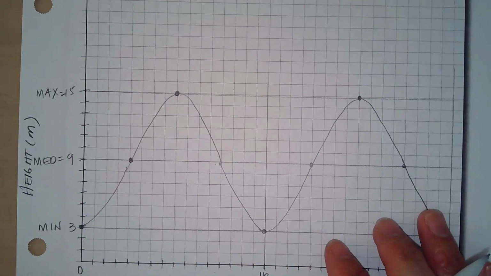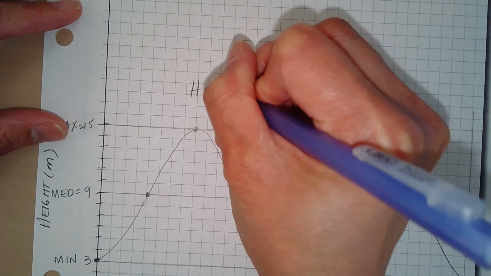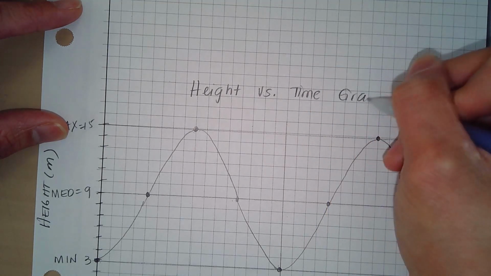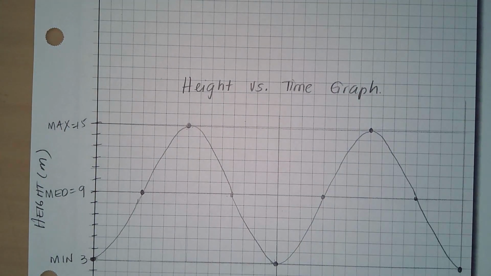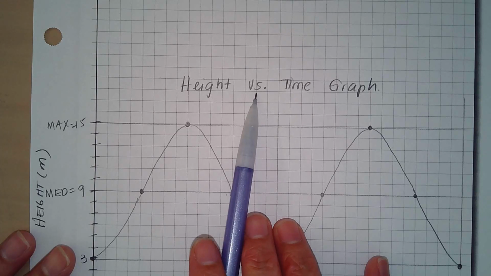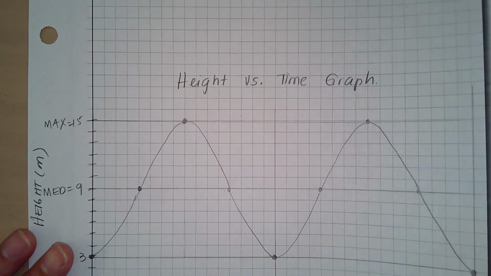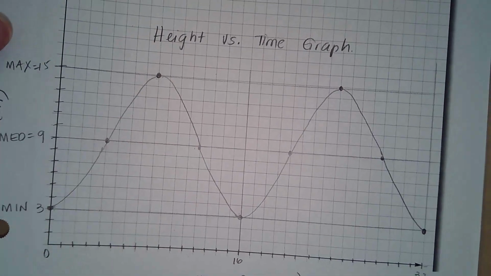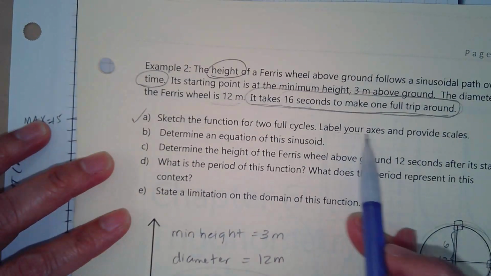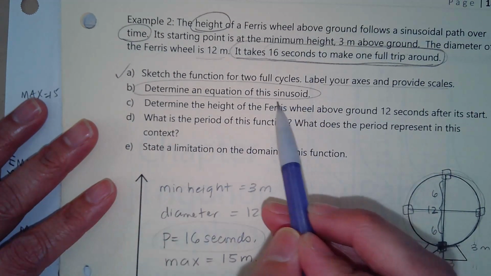Okay, and then we're going to call this, I don't know, height versus time graph. Height versus time graph, because height varies according to time. Height changes according to time. Okay, so what we have so far? We have a sketch. We've labeled everything, provide scales. Now the next part is determine the equation of this sinusoidal.